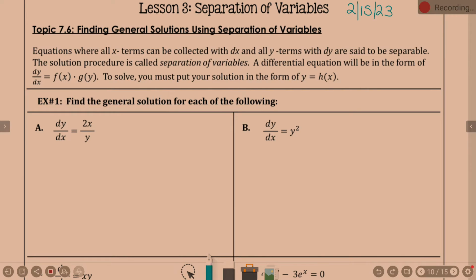Now, let's look at A. Let's jump right in. dy/dx equals 2x over y. Do you see an easy way to get x's on one side and y's on the other side? I'm not saying you have to. Generally, if it works out, I end up with my y's on the left and my x's on the right. What do we do in this case?